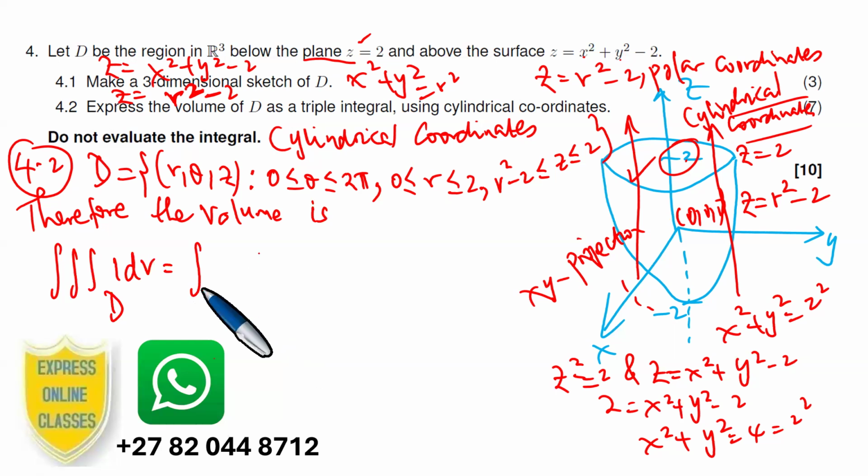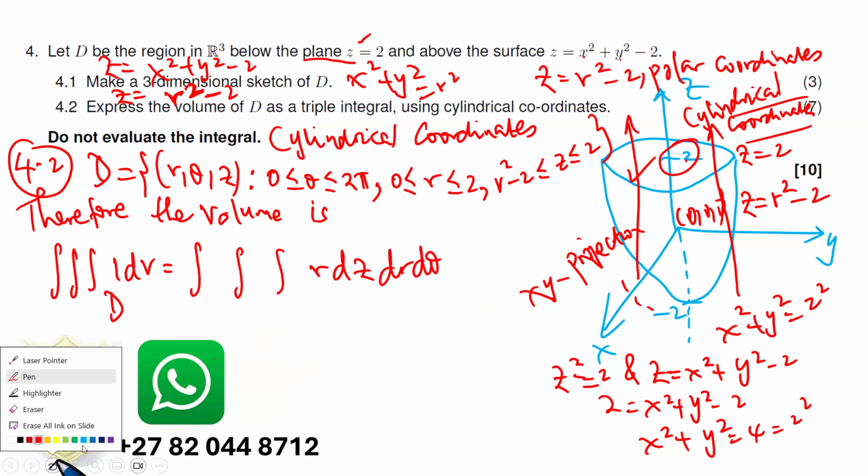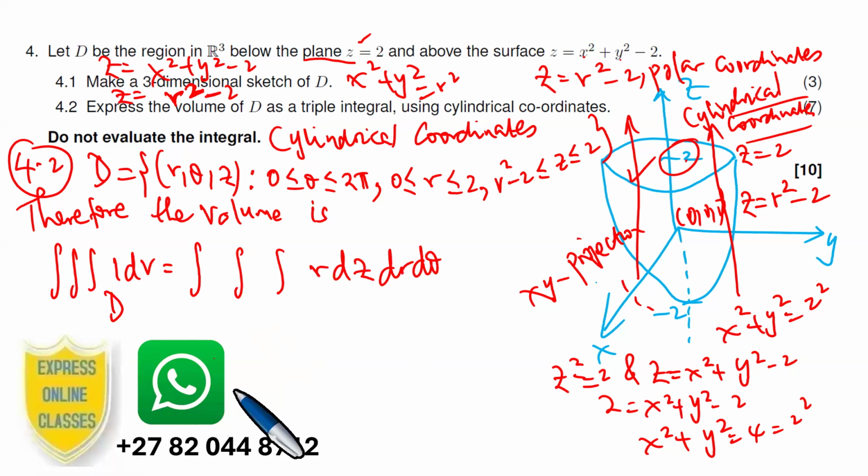Right, the integral now is going to be given in terms of a triple integral. Volume is always r dz dr d theta in terms of what? Cylindrical coordinates. Then you have theta, which is a full revolution, 0 to 2 pi radians.